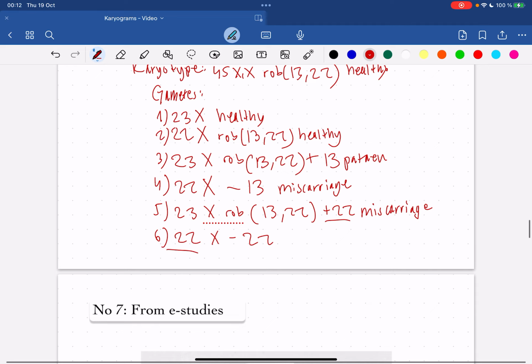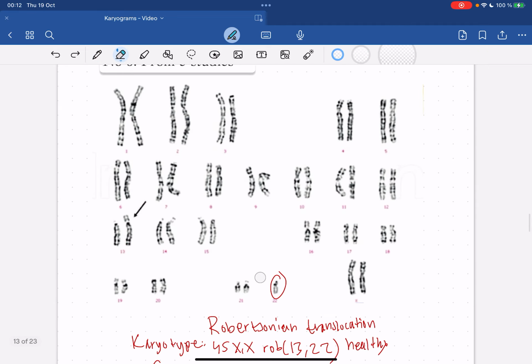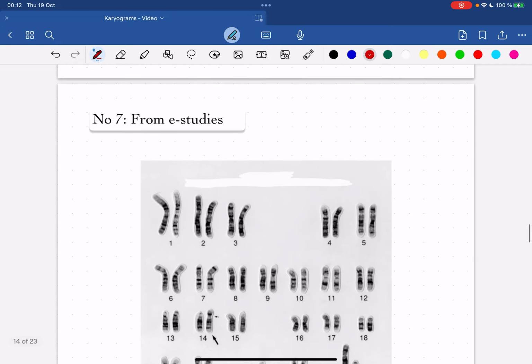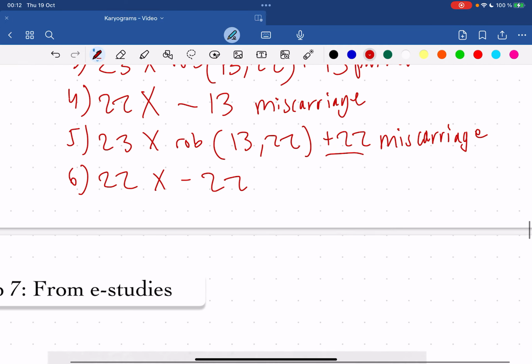Okay, 22 minus the chromosome at 22. How would that look like? Well, it will look something like this. So we don't have this nor this, and we have just this healthy one at 13. So we've lost 22. That is, of course, monosomy, and it leads to a miscarriage.